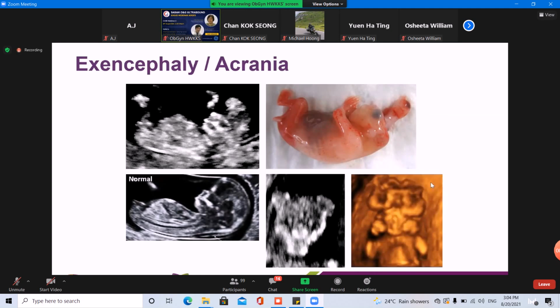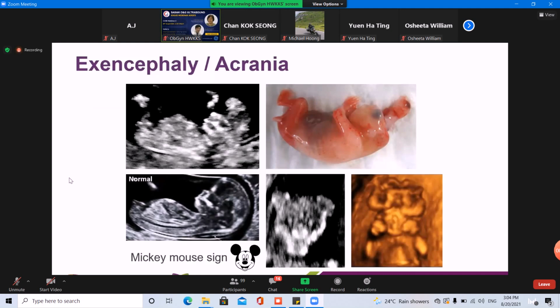It is because there is no cranial vault and there's no skull, and then the brain is floating in the amniotic fluid. So when you look at this projection here, the coronal section, it's just like a Mickey Mouse, and therefore we call it a Mickey Mouse sign of exencephaly or acrania.